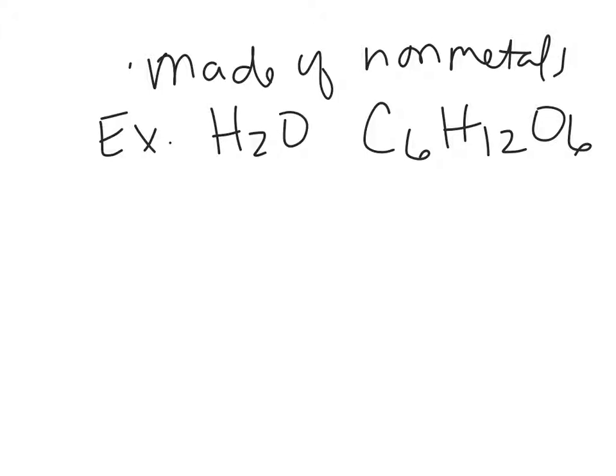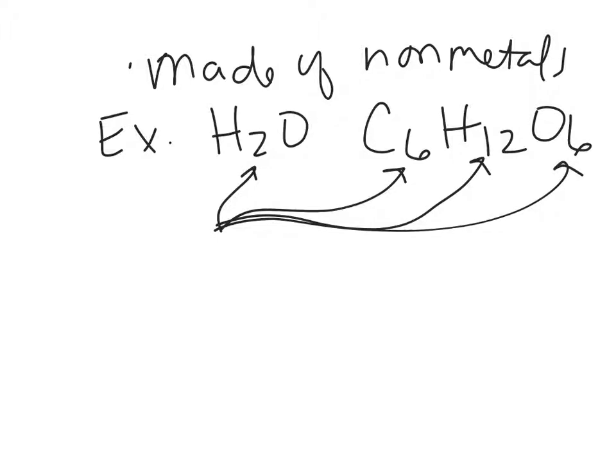And remember, the subscript in each one of these tells you how many of that particular atom you have. So for example, in water, you have 2 hydrogen atoms and 1 oxygen atom. And in sugar, this is the formula for glucose, you have 6 carbon atoms, 12 hydrogen atoms, and 6 oxygen atoms. Now, these are examples of compounds with covalent bonds, but you can also have elements with covalent bonds.